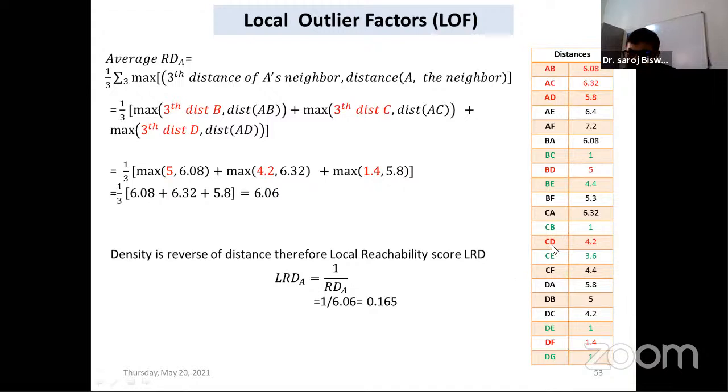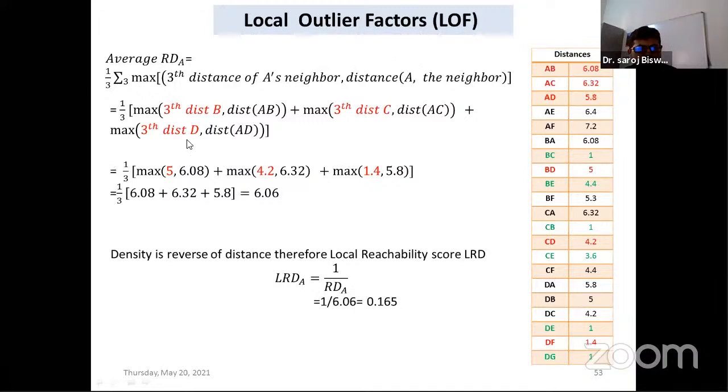Out of these three distances, this one is the third distance because this is the longest distance. So that's why we have kept here 4,2, comma distance between A and C. So already we have calculated A and C, that is 6.32. So 6.32.